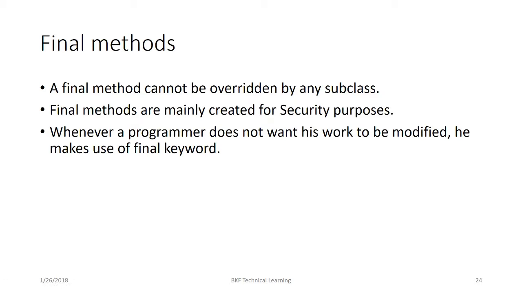Now final methods. Final methods cannot be overridden by any subclass. Final methods are mainly created for security purposes. So whenever a programmer does not want his work to be modified, he makes use of the final keyword.